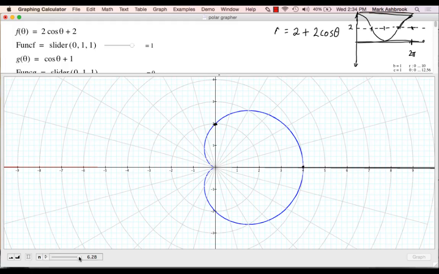Forgot what this is called. Is it a limacon? Or cardioid. Limacon has the loop inside. Is that right? Okay. Cardioid, right? Cardioid, because it looks kind of like a heart. So what is a cardioid?